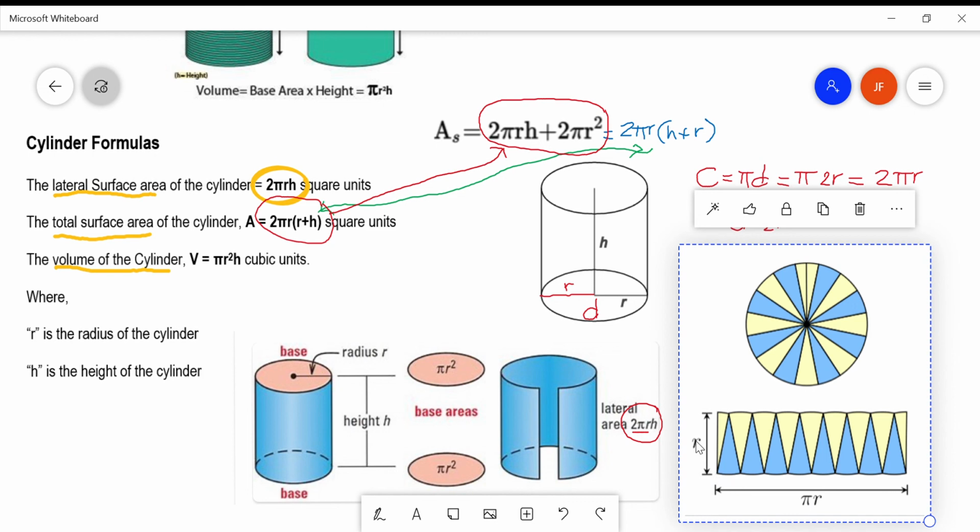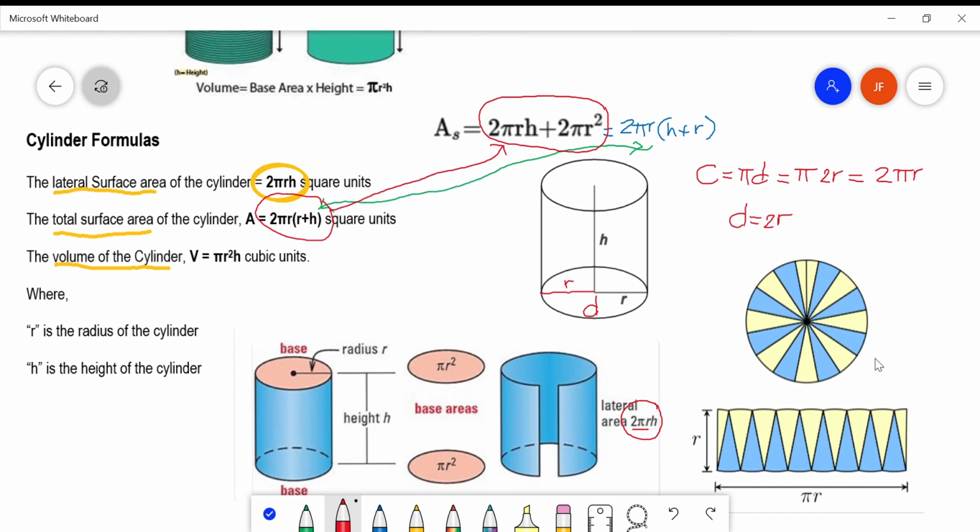So in analogy for rectangle, width times length here is r times pi r. And r times pi r is equal to pi r squared. So that's where we get pi r squared as an area of a circle. Okay, I hope that gives you an idea where these formulas come from. Later in our subsequent topics, we are going to use these formulas to solve problems involving cylinders.